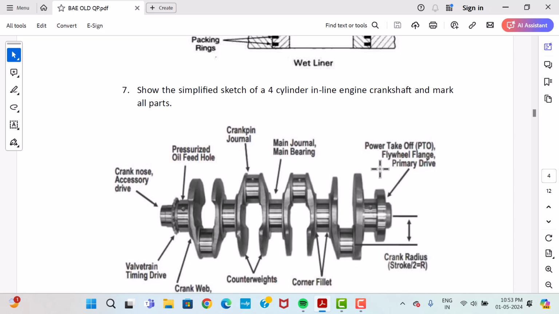At the rear end, the power takeoff takes place. We connect the flywheel flange, where the flywheel is connected, or we take the primary drive from the engine at this point. So you have to know the figure to draw it, and you have to know how to mark every point and each and every term of the crankshaft.